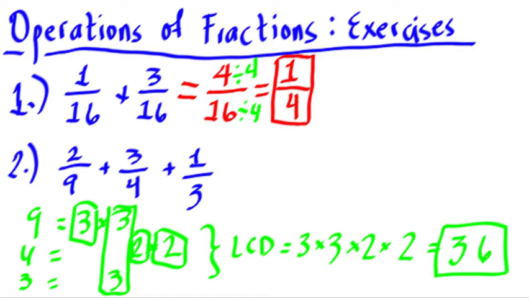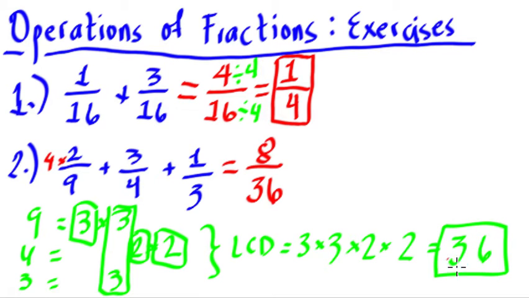And if we do that, what do we have? 36 divided by 9 is what? Okay, 36 divided by 9 is actually 4. 9 times 4 is 36. So if we're going to do the multiplication table, 9, 18, 27, 36. So that's going to give us 4. 4 times 2 is going to give us 8. So this is 8 over 36.